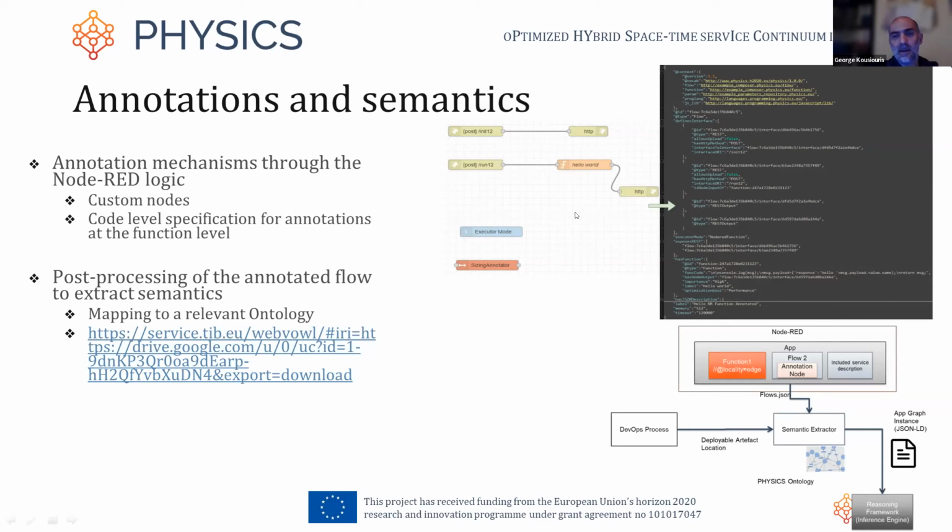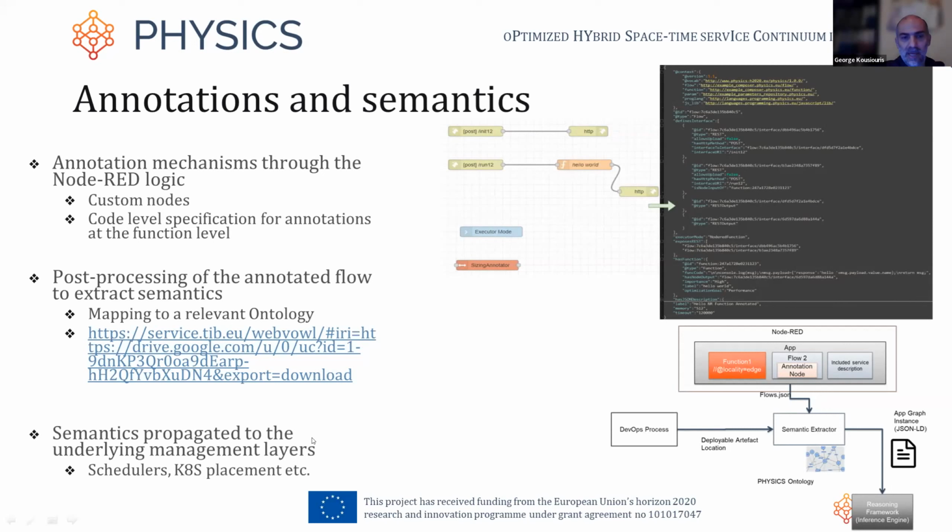And this transforms basically the Node-RED specification of the workflow, the JSON specification, and enhances it with JSON-LD descriptions that map the specific concepts used by the developer. They map them to the format. And then the semantics are stored and propagated to the underlying management layers.